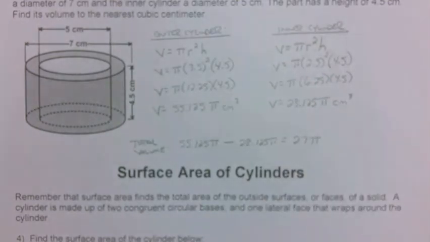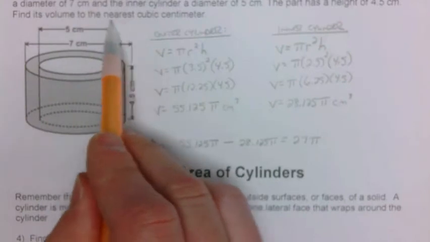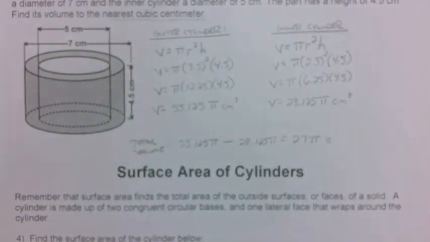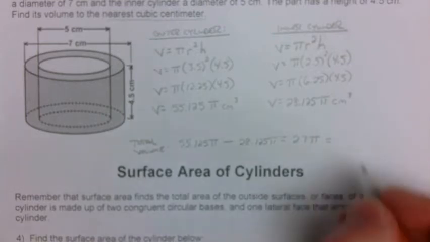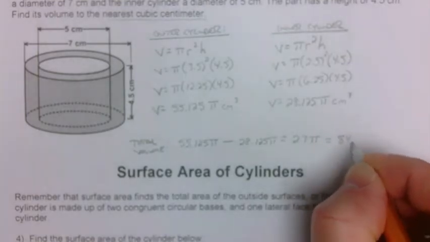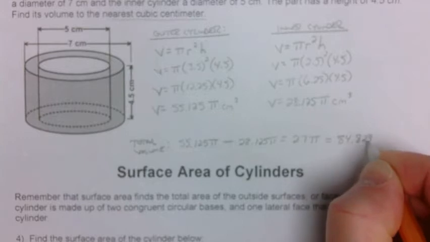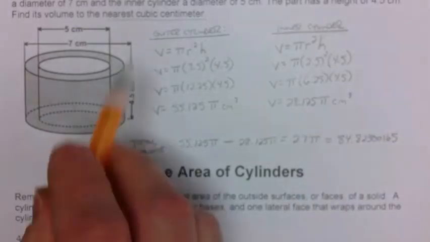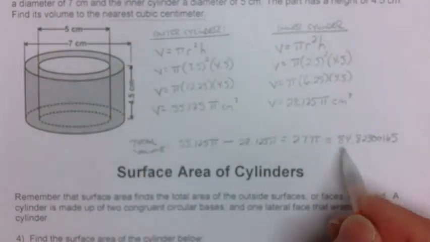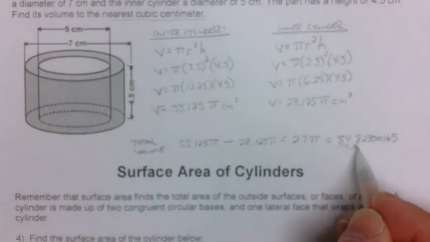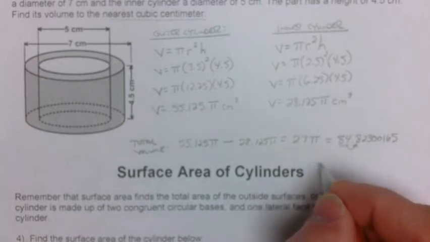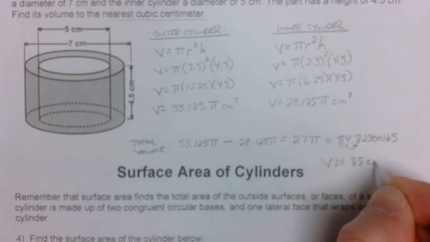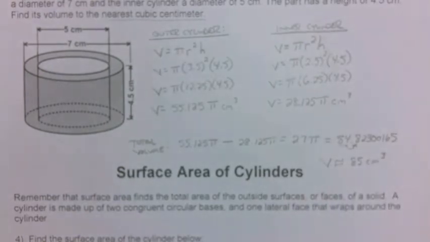Now up here it says to find the volume to the nearest cubic centimeter, so I'm going to multiply 27 by pi. If we do that multiplication, we end up with 84.823 and so on. Now rounding that to the nearest cubic centimeter, it looks like 84, but that 8 right there is enough to round us up. So the volume is going to be approximately 85 cubic centimeters.